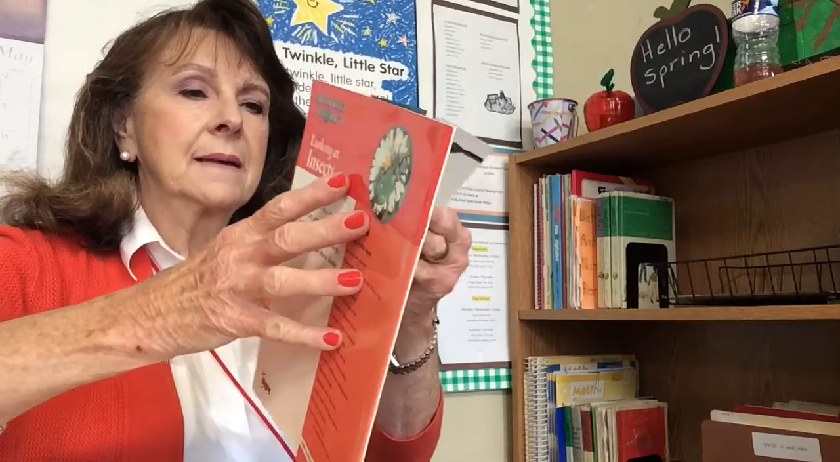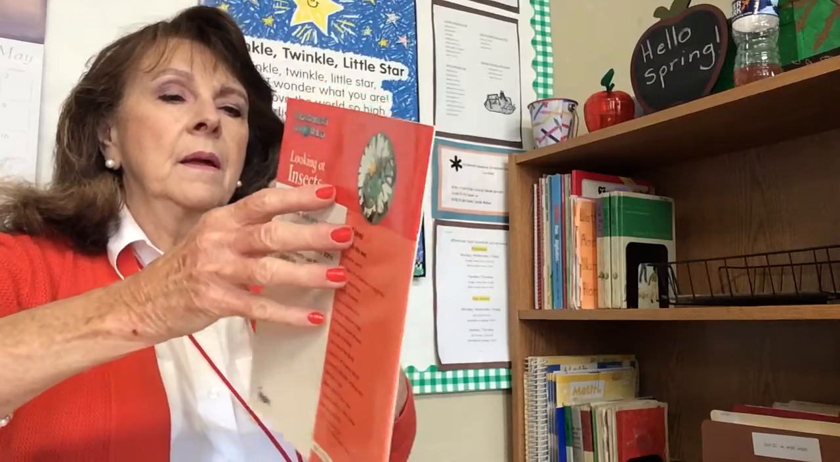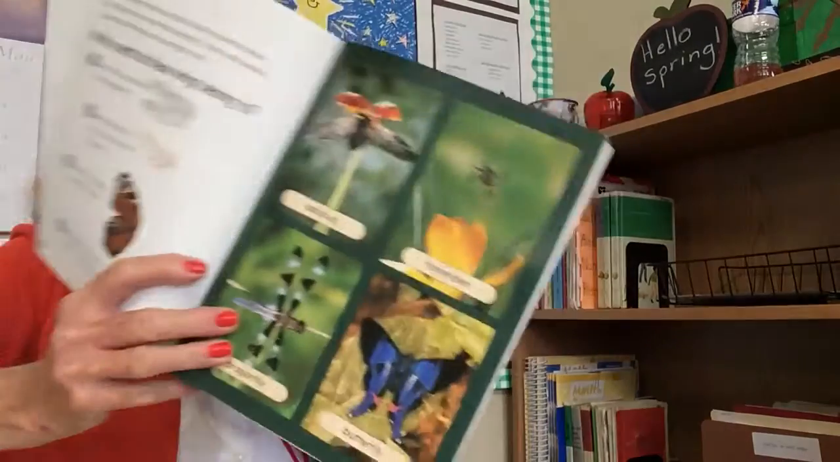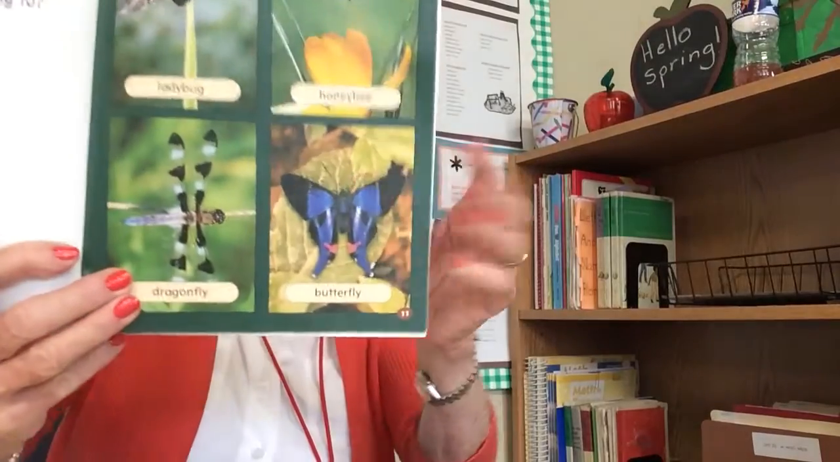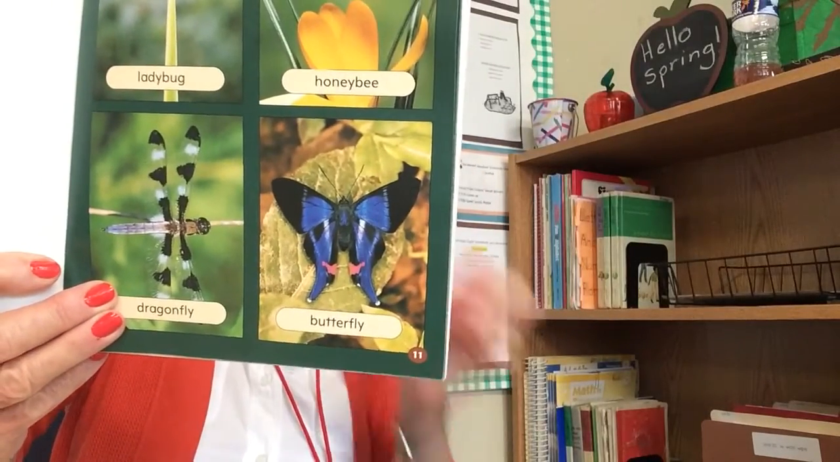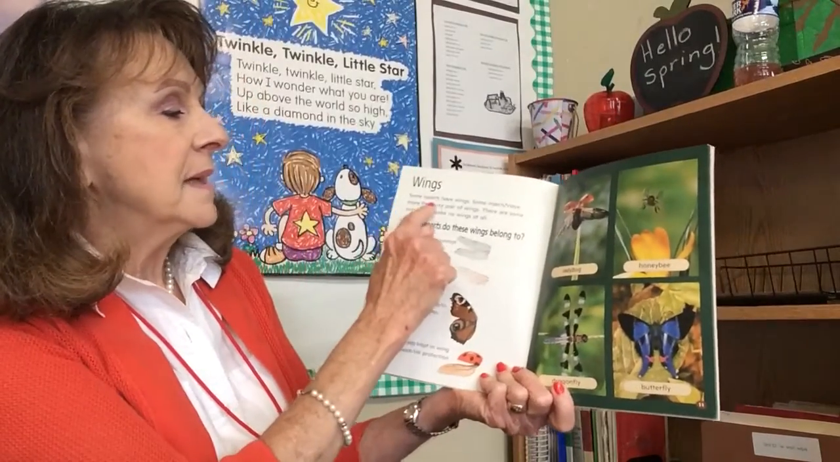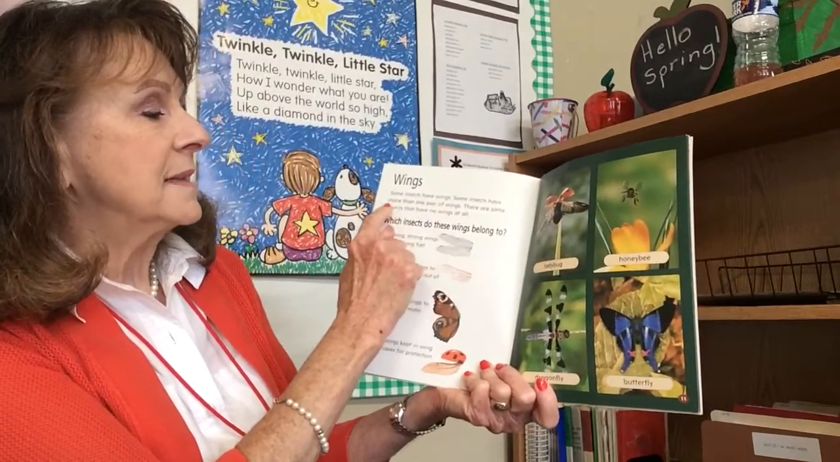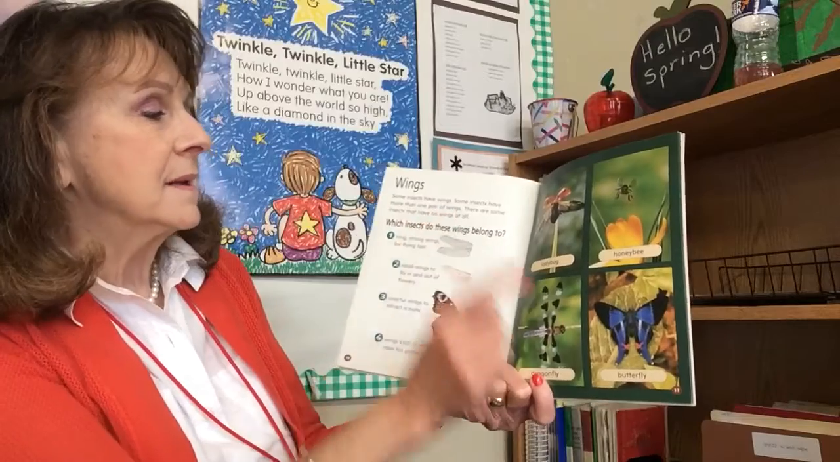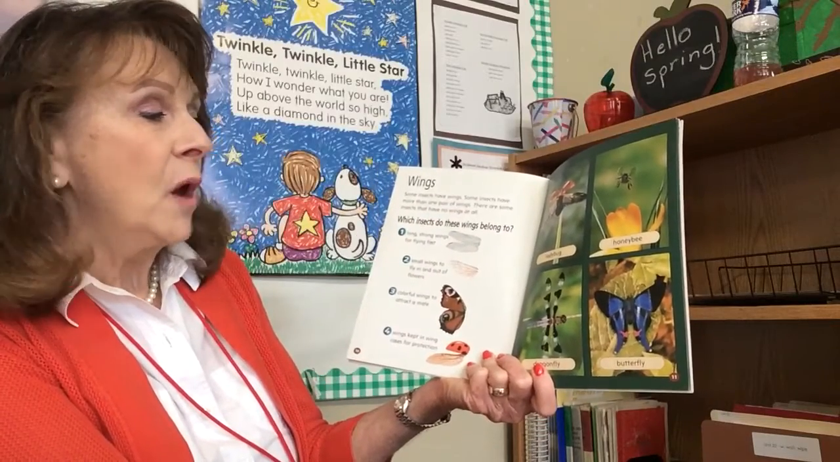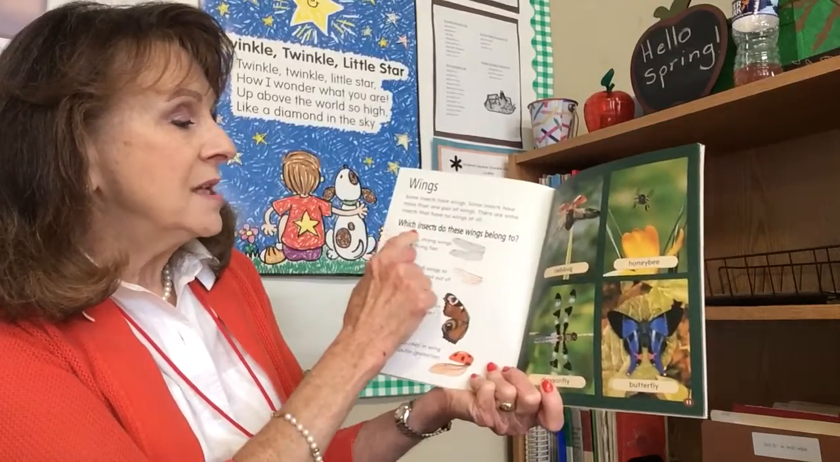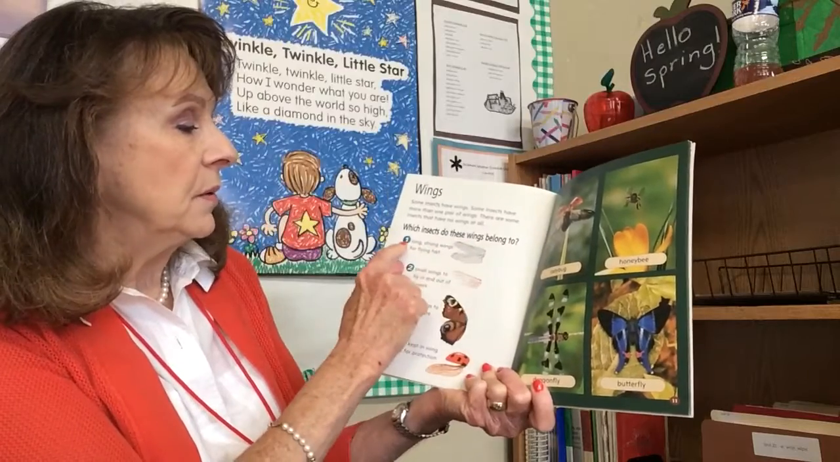Let's see what's next. This is wings. I'll let you see the picture and then I'll read the story. It says wings. Some insects have wings. Some insects have more than 1 pair of wings. There are some insects that have no wings at all. Which insects do these wings belong to?